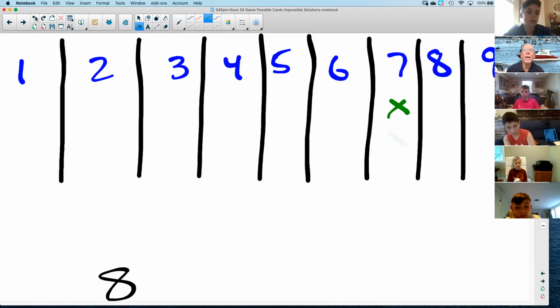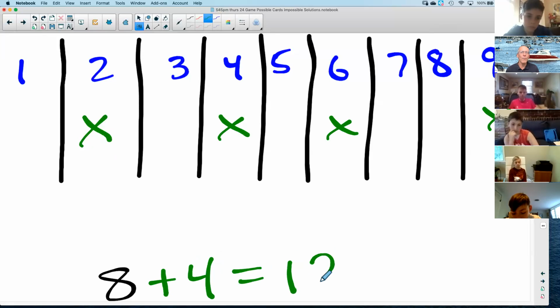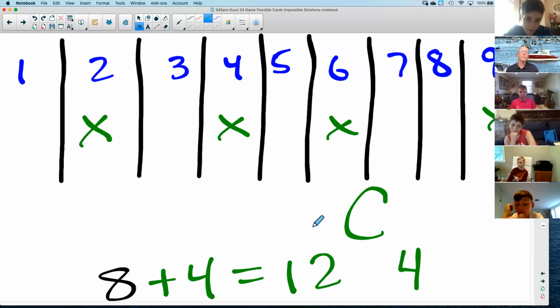Now, here's what I thought about. I thought, wait a minute. If I can let my X's equal the numbers, and let my partitions equal the different ways to organize the numbers, if I add 8 plus 4, I get 12. So if I take 12 items and I choose 4 at a time, that's going to give me the number of different cards.